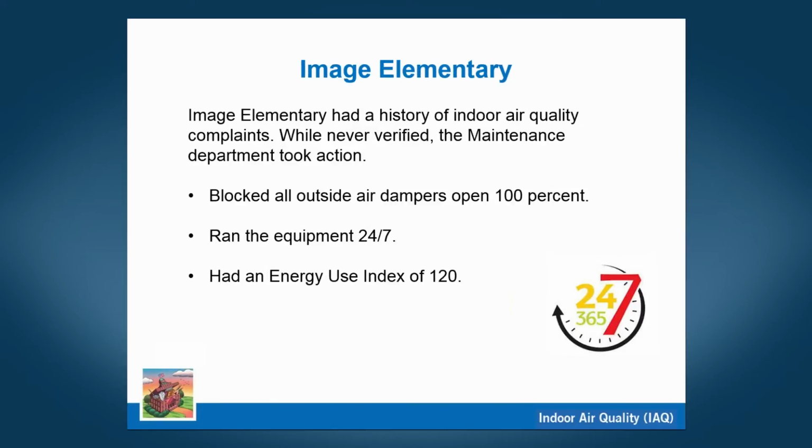The case study, real quickly, is on one of our elementary schools. We had a major complaint from a number of teachers that we never verified. It was simply, oh, gee, we have to respond to this, and maintenance, in order to respond, blocked all the outside air dampers open 100%. They ran the equipment 24/7. And if you're familiar with energy use index numbers, we were up there at 120. And for a school, that's quite high. And in a couple slides, you'll see what at least out here in the Pacific Northwest is probably a more reasonable number.